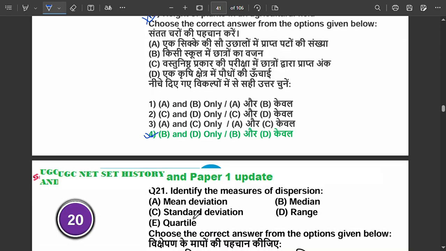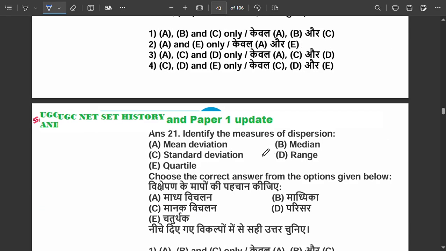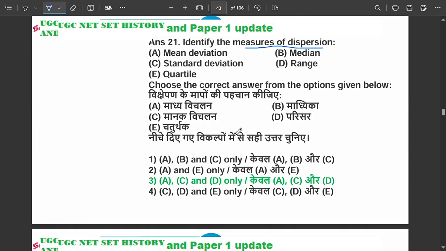Next, question number 21. Identify the measure of dispersion. Mean deviation, standard deviation, and range was the correct answer. Median and quartile was incorrect. So A, C, D was the correct answer. Option number 3.